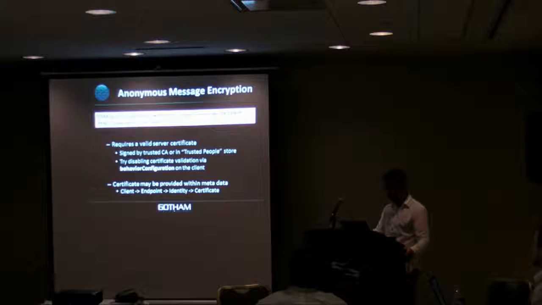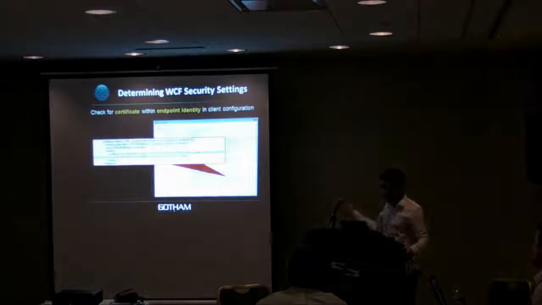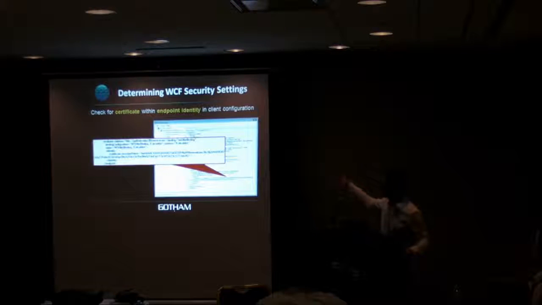So luckily, if you go back, and this is a screenshot of the WCF test client, if you scroll down in the metadata, or in the config that the WCF client generates, you'll see there that under the client, the endpoint identity node, there's actually a base64 encoded certificate.